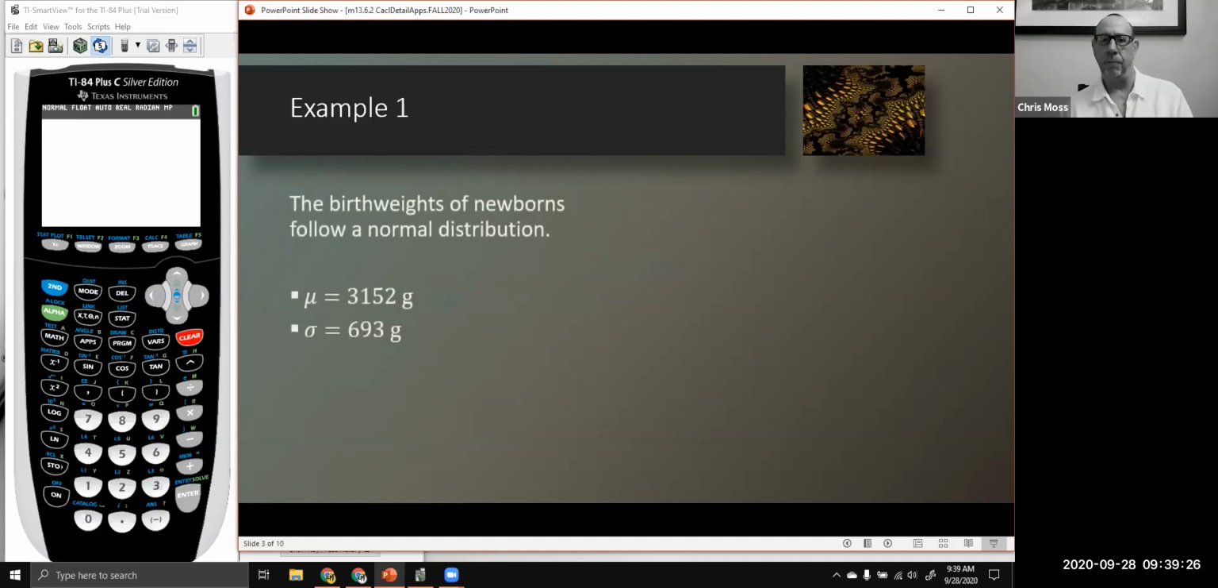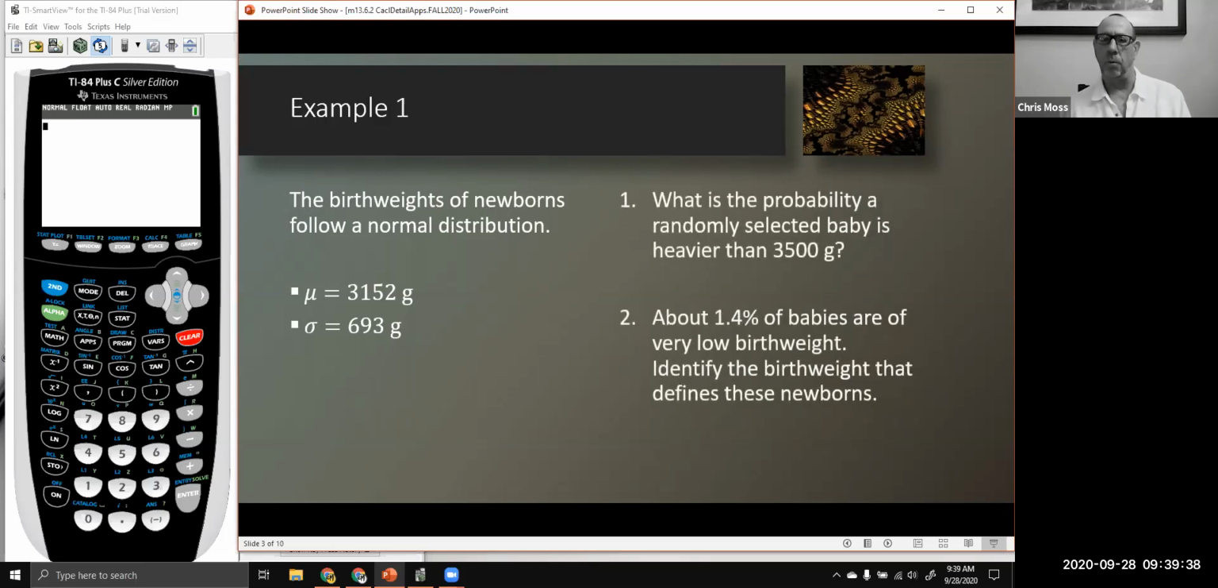Here's our first example. Birth weight of newborn babies follows a normal distribution. We have a mean of 3,152 grams and a standard deviation of 693 grams. And we've got a couple of questions. We want to find the probability that a randomly selected baby is heavier than 3,500 grams. And then about 1.4% of babies are a very low birth weight. We want to identify the birth weight that defines these newborns.